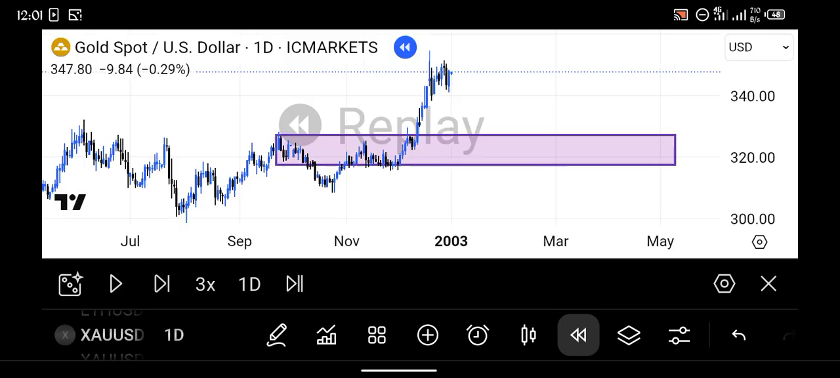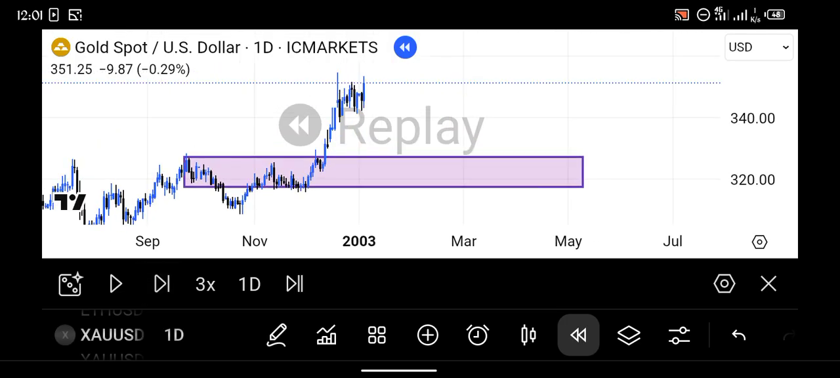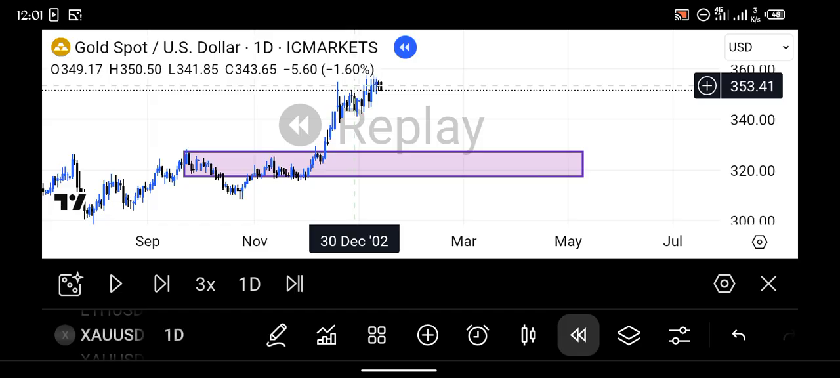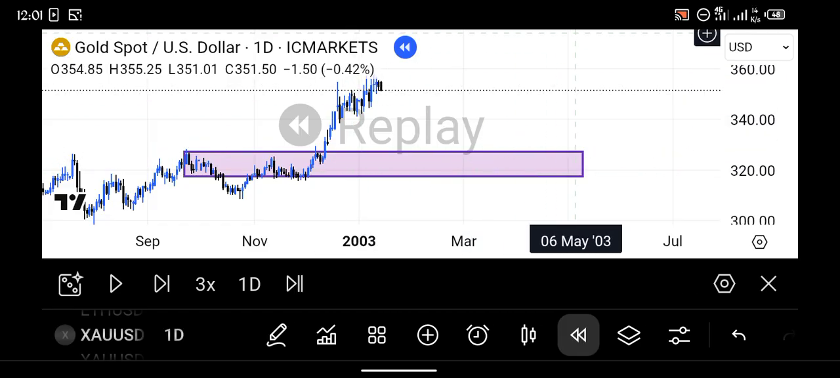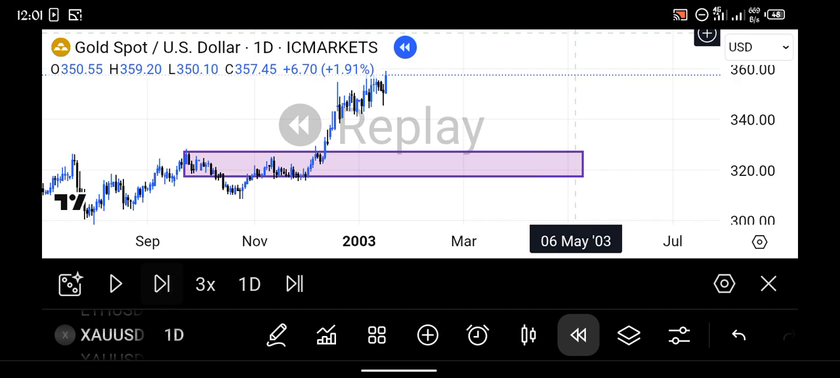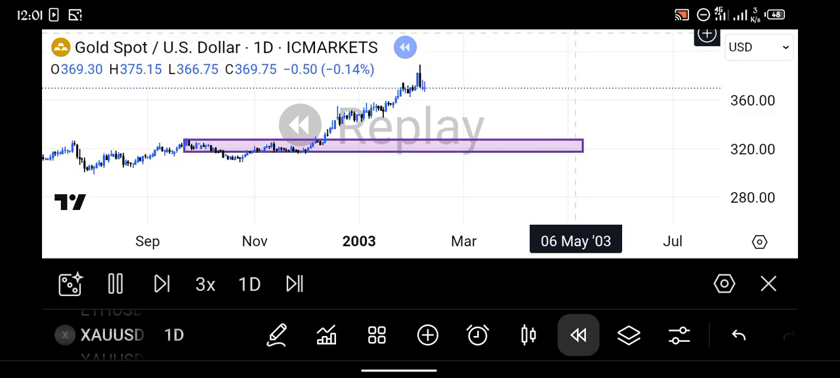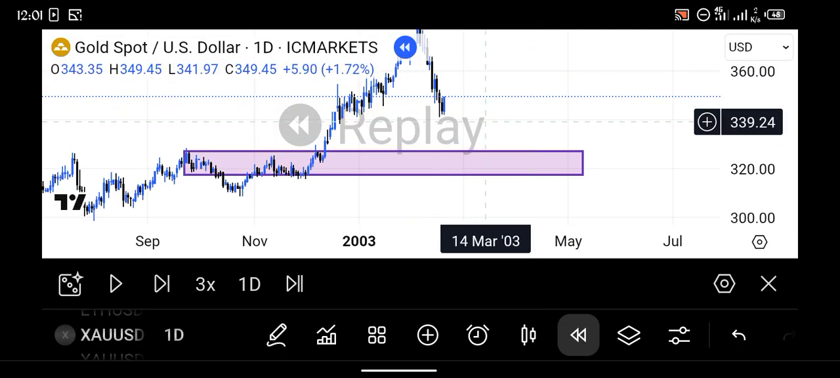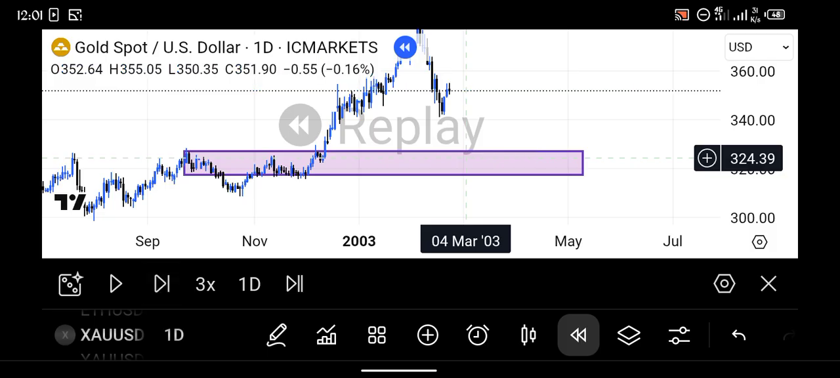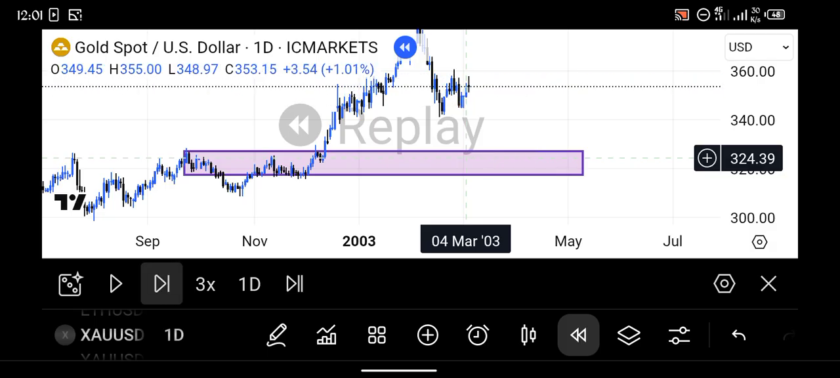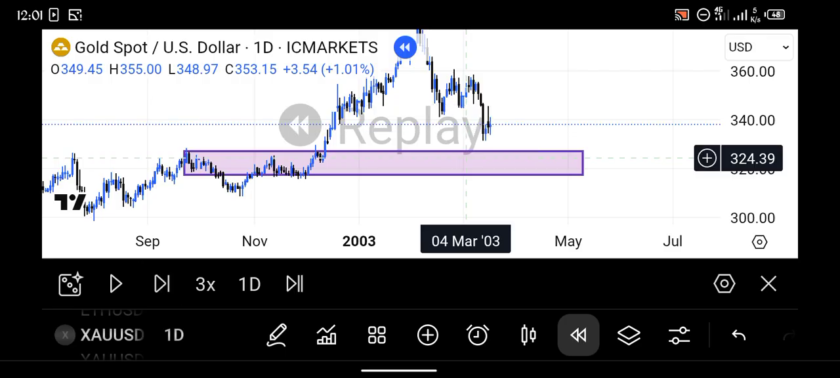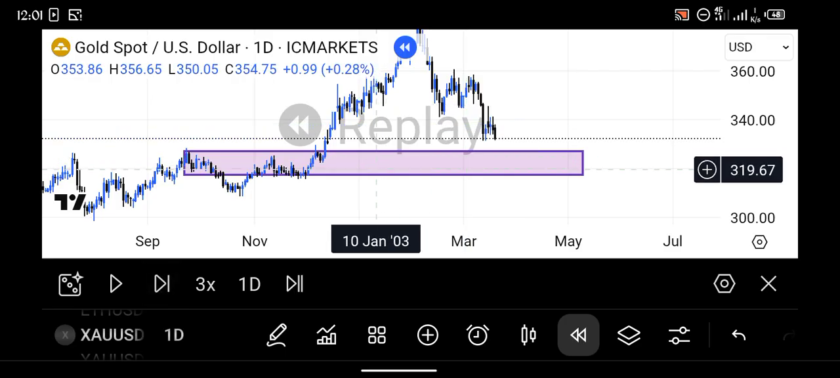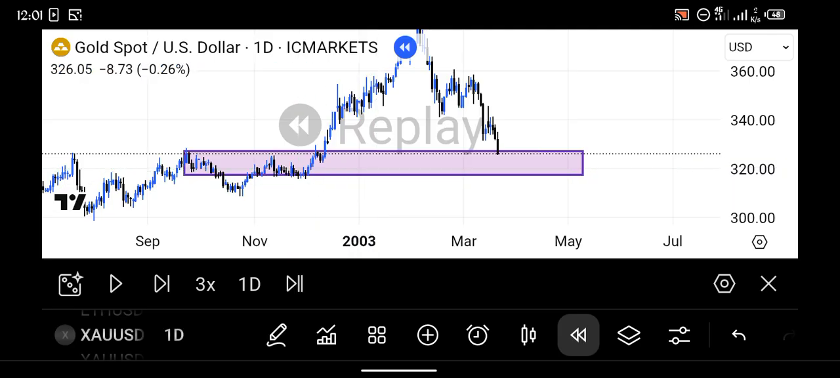You can see it is playing. Wait, let me put it there. So basically now we are waiting for it to come into the zone before the continuation. Okay, so now it's about to enter this zone. Okay, so finally it's here now.